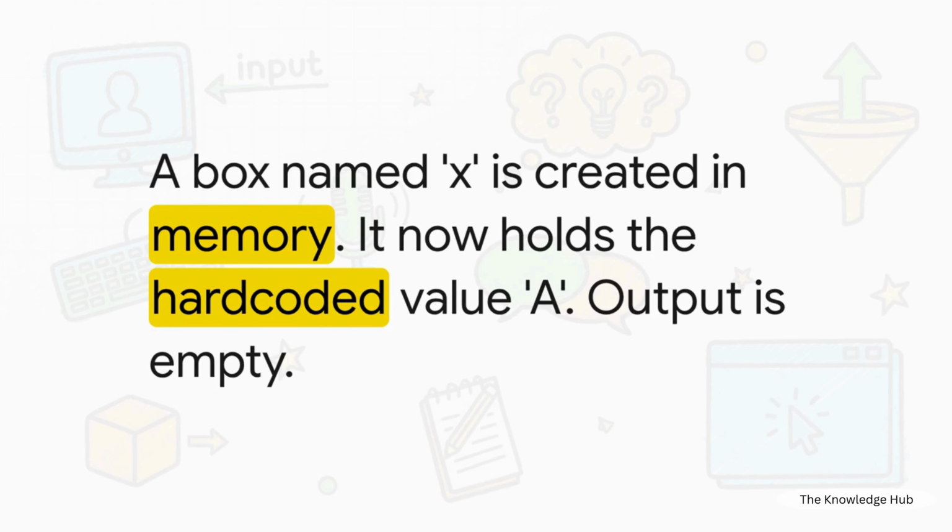The interpreter sees this and gets to work. It carves out a little spot in memory, puts a label on it that says x, and then it drops the letter a inside that box. Right now, the user sees absolutely nothing. This was all backstage work.